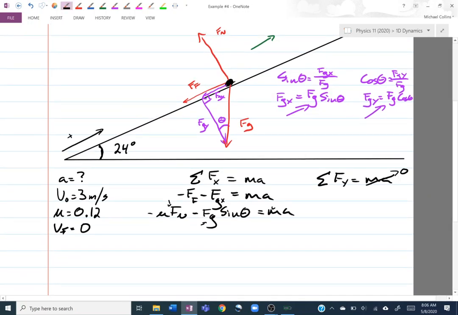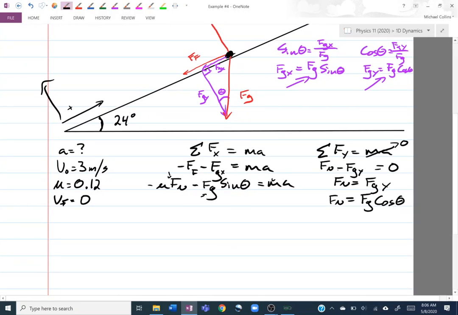And in my y-plane, I have a normal force, which I'm going to call positive, and I've got an Fgy, and that's going to be equal to 0. So that my normal force is going to be equal to Fgy, and my normal force is going to be equal to Fg cos theta, which was derived above again. I'm going to skip a line just so I have a little bit more space. I have a negative mu. I've got my normal force, which is Fg cos theta minus Fg sine theta is equal to ma.